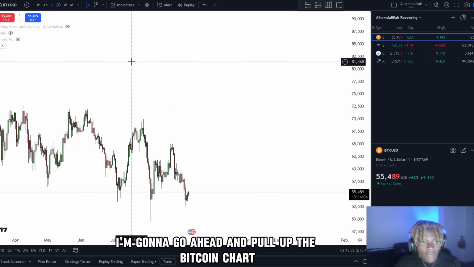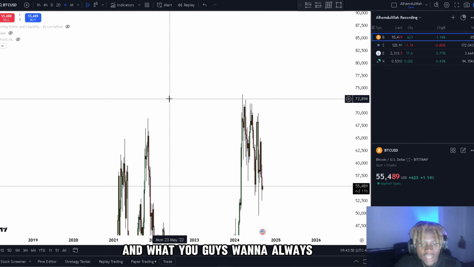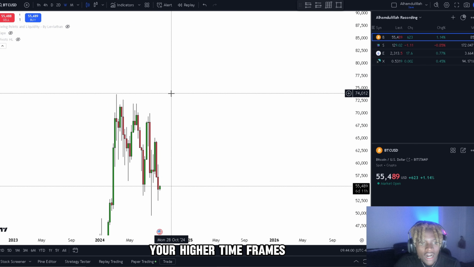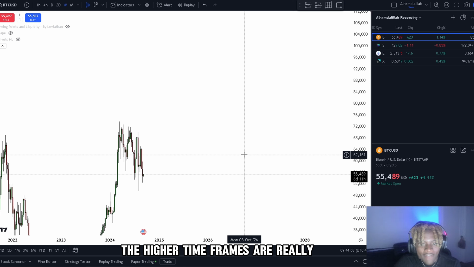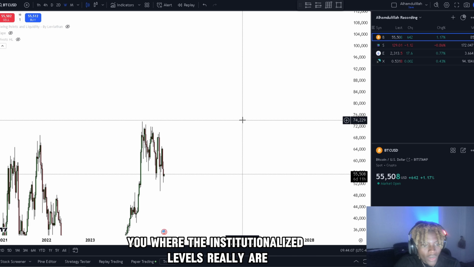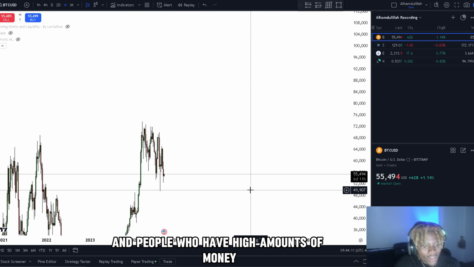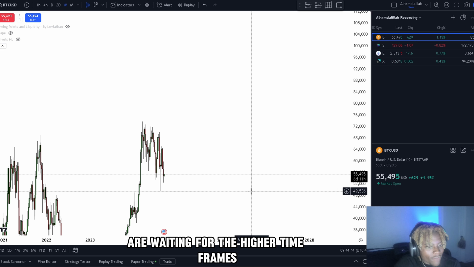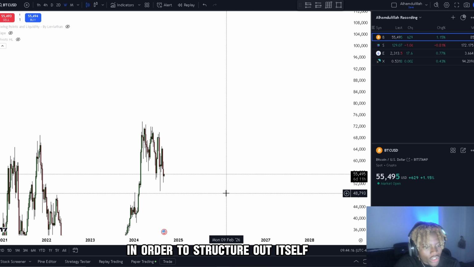First, I'm going to go ahead and pull up the Bitcoin chart, and what you guys always want to be doing is starting off on your higher time frames. The higher time frames are really the meat and potatoes of the chart, and they're really going to show you where the institutionalized levels really are. People who have high amounts of money are waiting for the higher time frames, and they're waiting for price to structure itself.